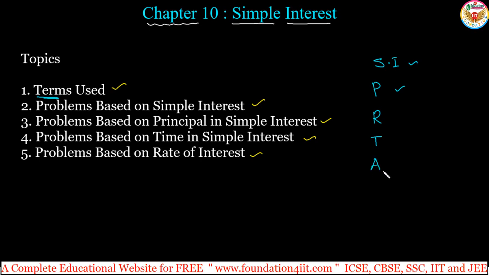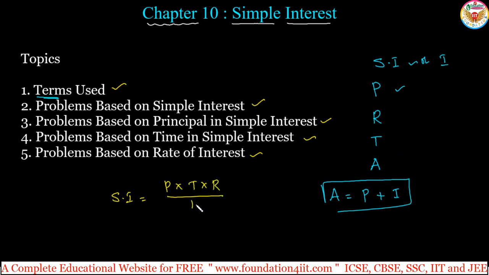Again, A is the amount. Amount is nothing but the total of principal plus the interest which is calculated, simple interest or just interest. Amount is equal to principal plus interest. And we have the basic formula: simple interest is equal to P into T into R by 100. This is the simple interest formula, which we'll apply in the problems: principal, time period and rate of interest by 100. This is the formula to calculate simple interest or interest.